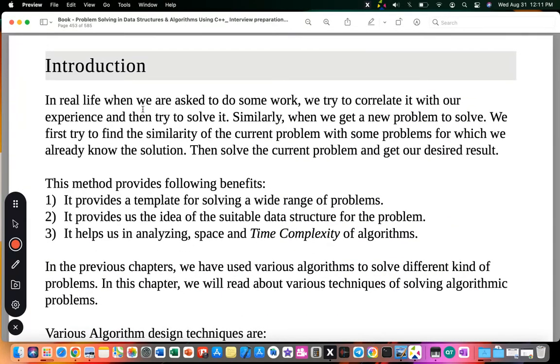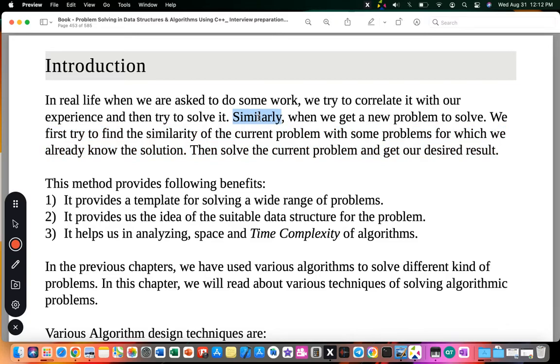In real life, when we are asked to do some work, we try to correlate it with our experience and then try to solve it. We link it to something we already know from our past, from our experience. Then we try to solve it. Similarly, when we get a new problem to solve, we first try to find the similarity of the current problem with some problems for which we already know the solution. Then solve the current problem and get our desired result.